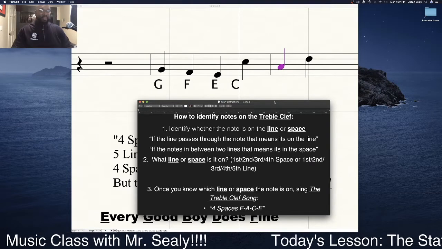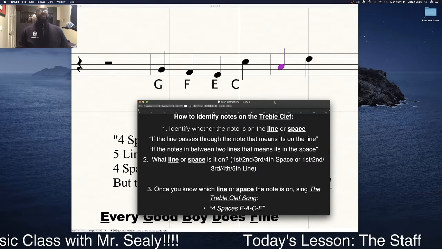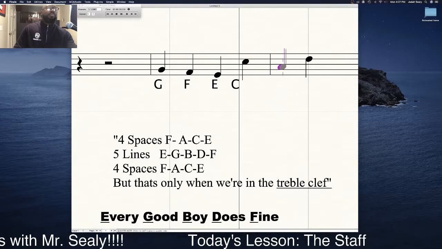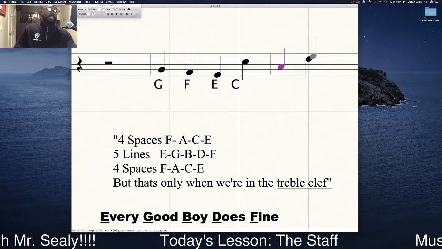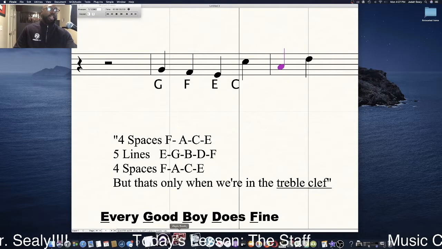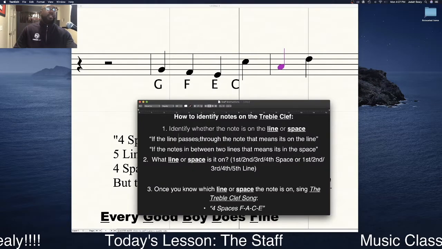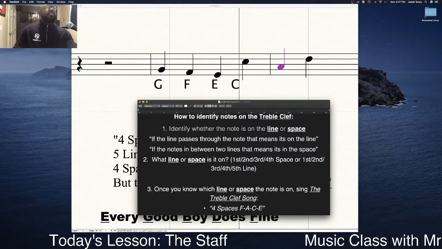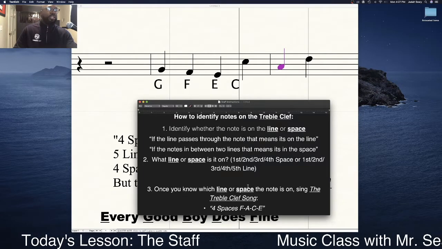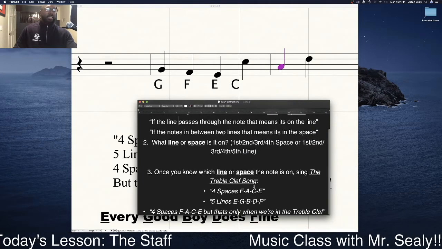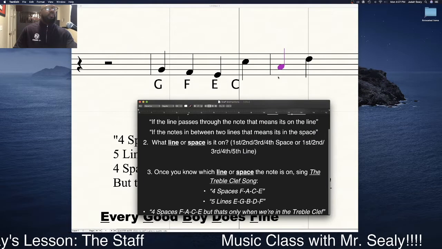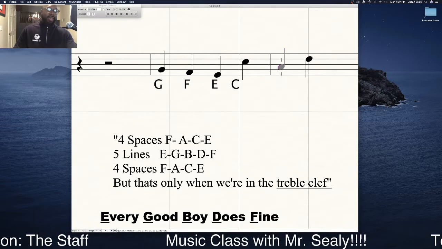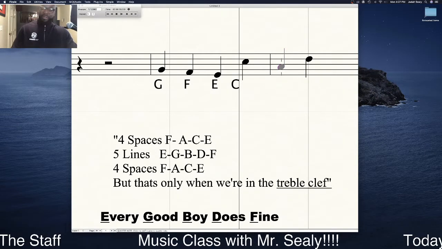All right, scholars, come back in 3, 2, 1. Very good. So I'm sure most of you have already figured out what the answers are, but let's go through it just in case, okay? So first step, identify whether the note is on the line or the space. Second step, what line or space is it on? Third step, once you know which line or space it is on, sing the song, okay? So based on that, I know that this note is an A. And if you figure that out, you got it, okay?